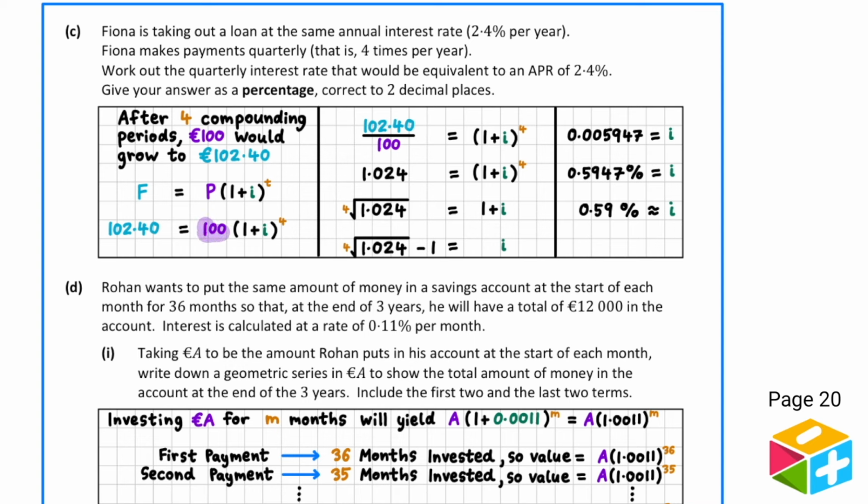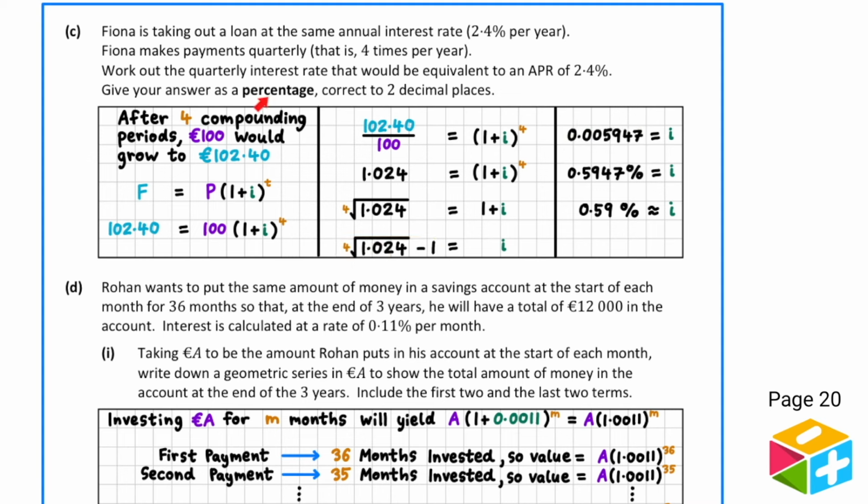To begin, I'll divide both sides by 100. Then, we can simplify the left-hand side using our calculator. To get rid of the power of 4, we should take the 4th root of both sides. Now, to get rid of the plus 1, we should subtract 1 from both sides. Typing the left-hand side into our calculator tells us that i is equal to 0.005947.